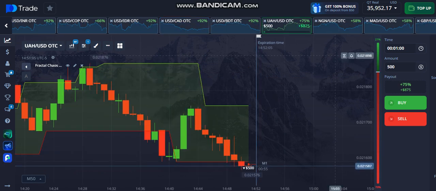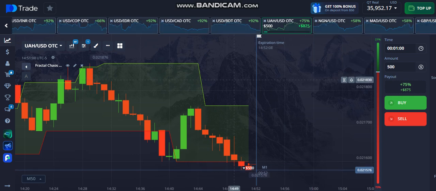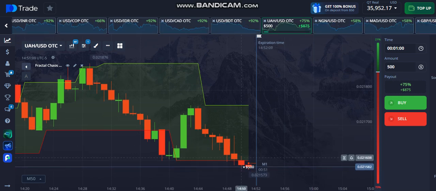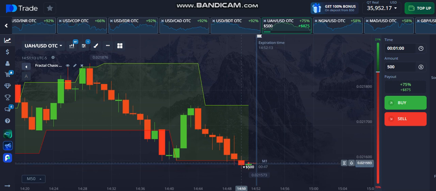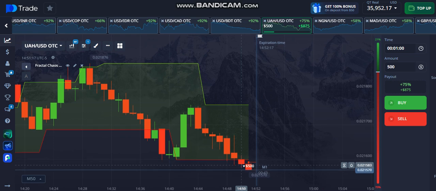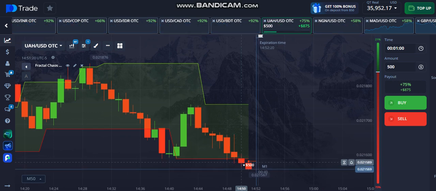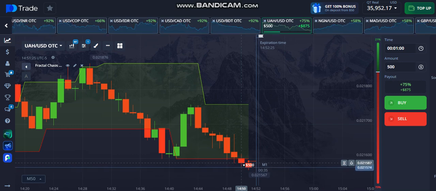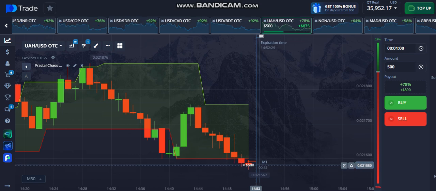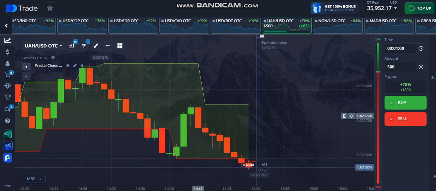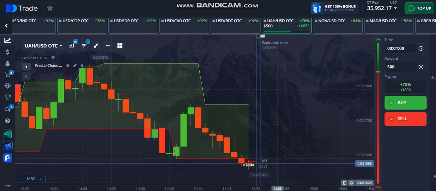Okay, so I'm on the UAH USD OTC pair here. And if you notice, the previous red candle closes outside the band line here. So when that occurs, it's suggesting a breakout to the downside. So as soon as that candle closed, I took a sell trade or a put trade in the direction of the trend here, which, as you can see, is a bearish trend. So let's monitor this trade and wait for the expiry.